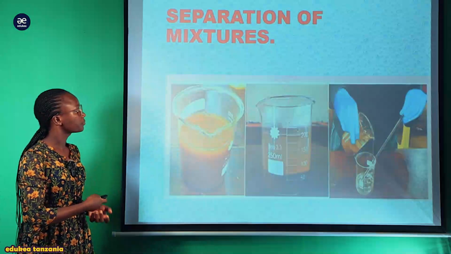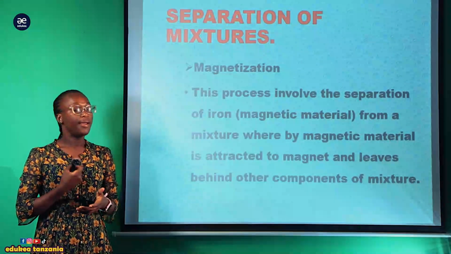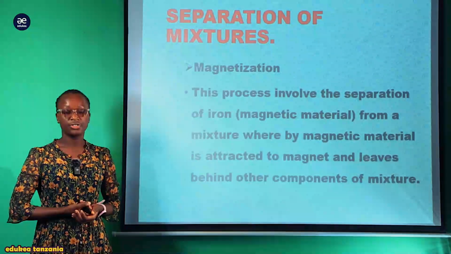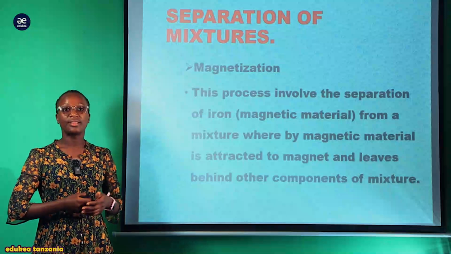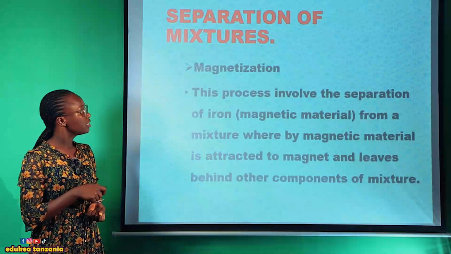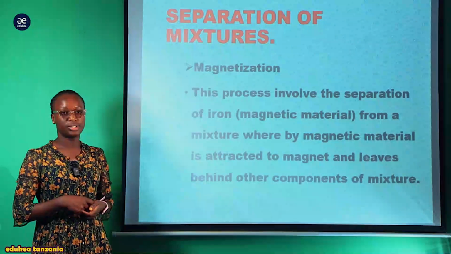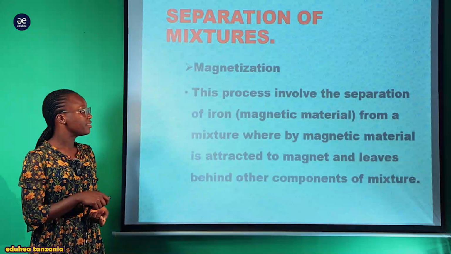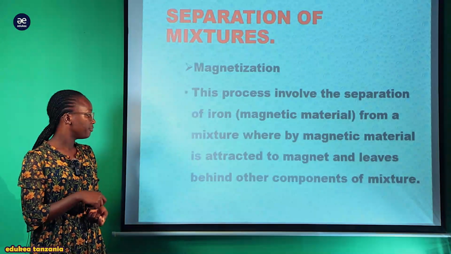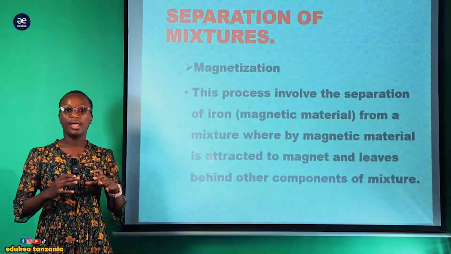Another method which can be used in separation of mixtures of substances is magnetization. When we talk about magnetization here, we are considering the magnetic substances. This process involves the separation of magnetic materials from a mixture, whereby the magnetic material is attracted to a magnet and leaves behind other components in the mixture. You can see maybe you have your substance there, but within there is some iron.